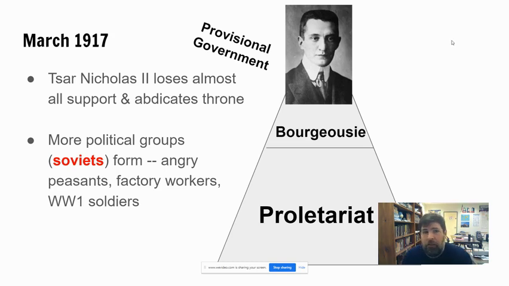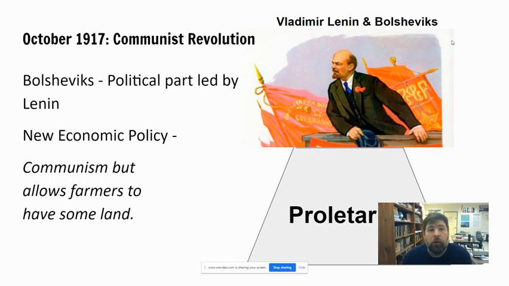You can see there's a provisional government now at the top of the pyramid, but the bourgeoisie and the proletariat stay exactly where they were. The provisional government is trying to have a mild reform. They're trying to get rid of the Tsar, but keep a lot of the traditional parts of Russian society in place, and that's not good enough for a lot of these angry peasants and factory workers and soldiers. More political groups, Soviets, form. And in October of 1917, 6 months later, a much more radical version of the Russian Revolution happens.